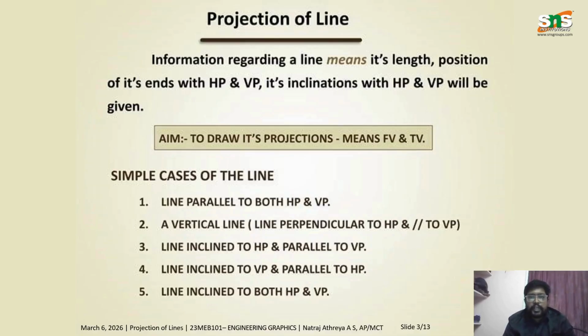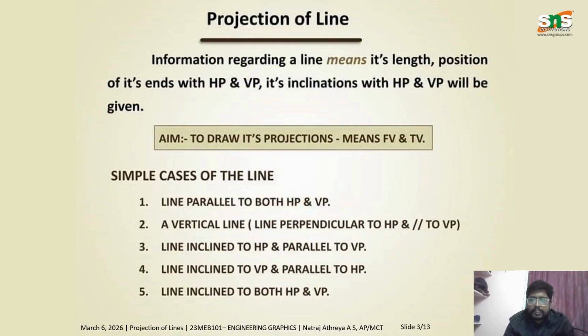In projection of a line, we will see its length, its position in space, and also its position with respect to the horizontal plane and vertical plane, and whether it is inclined with respect to the horizontal plane or vertical plane or both. These are things that have to be considered before drawing the front view and top view, with the reference plane being the reference with which the views are drawn.